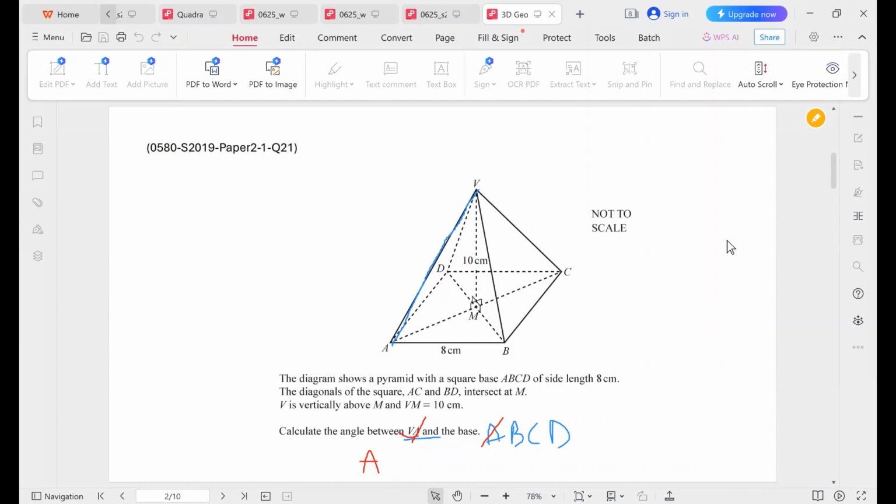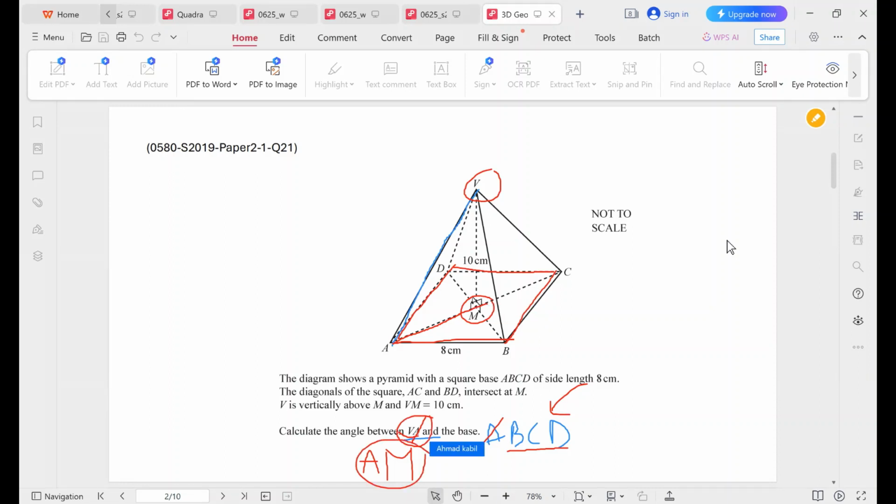In the case of prisms, we used to look at these three letters and determine which letter is the closest. But in the case of pyramids, we don't really choose from these letters. We look at the diagram and find the closest letter on the plane to V. It doesn't have to be A or B or C or D. What is the closest letter to V? Obviously, it's letter M. So we're going to look at line AM, and the angle lies between VA and AM.